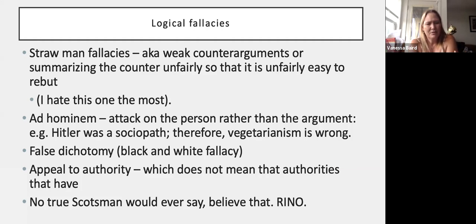Moving the goalpost. We don't need to talk about that one. Appeal to emotion, reverse causality.